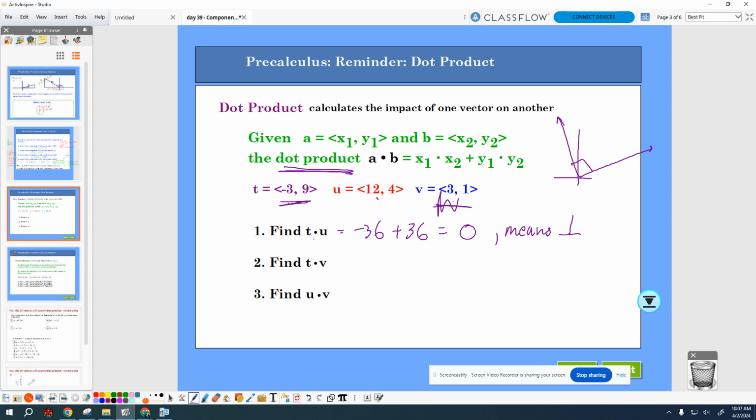Okay, Gianna, T dot product with V. Negative 9 plus 9, so that's still 0. Are they still perpendicular? Yes. That 3, 1 is right here.